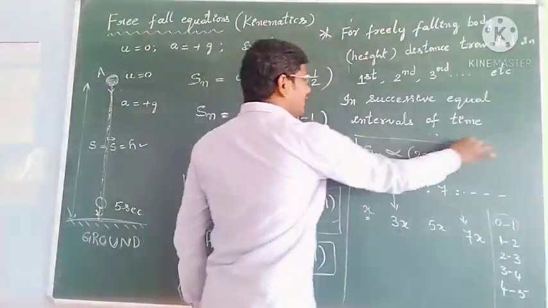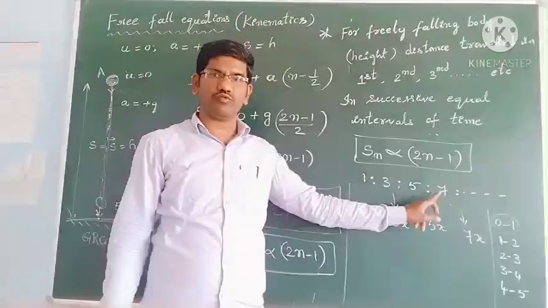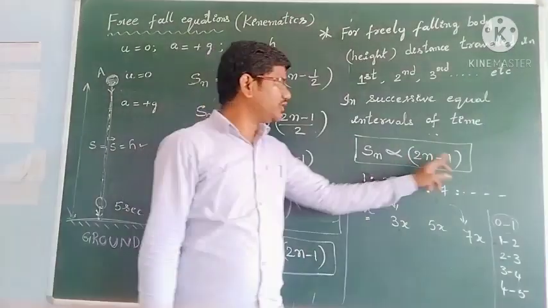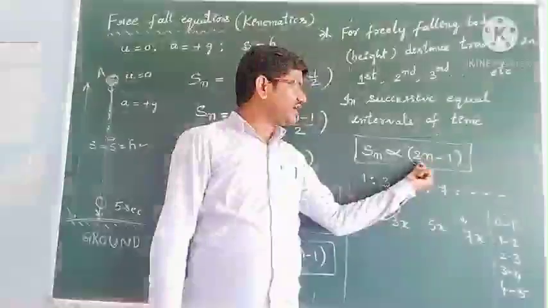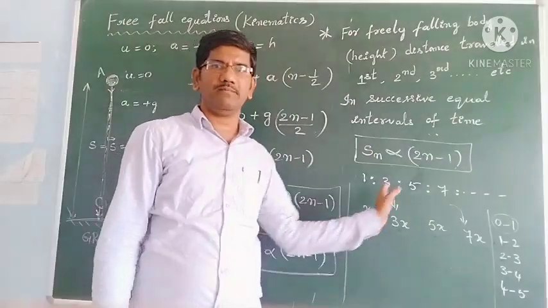So the distance or the height fallen is in the ratio 1 is to 3 is to 5, like odd numbers, then 9, because of 2n minus 1. You take n as any number, it is multiplied with 2, so you get even, and minus 1 gives odd. So the process will become like this.